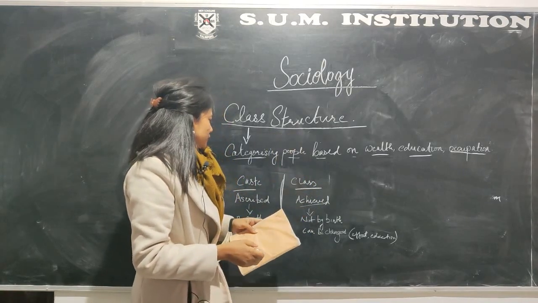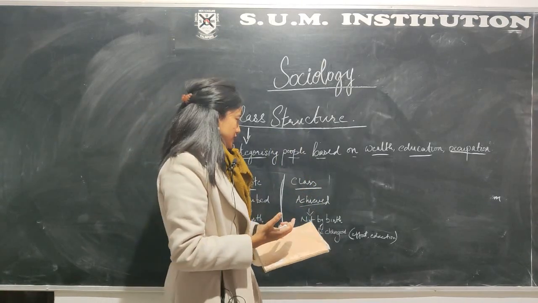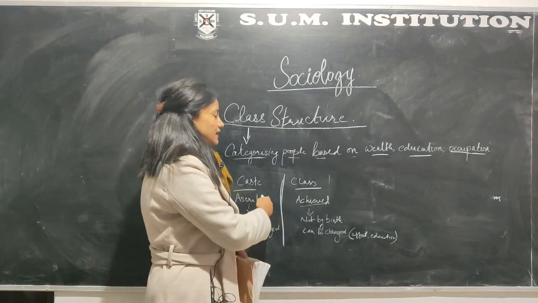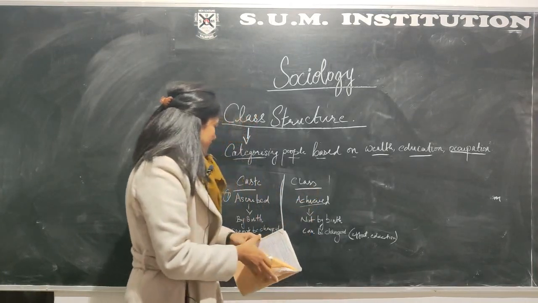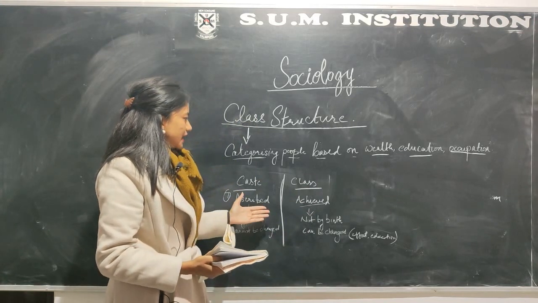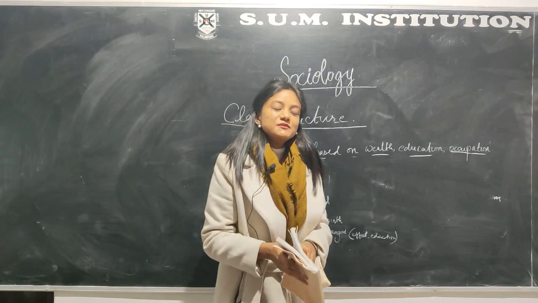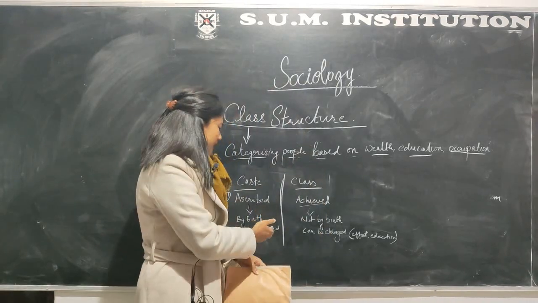So we have already discussed caste issues and what caste is. Okay, so today we'll see only one major difference between caste and class. So caste is ascribed and class is achieved. So what is the meaning of ascribed? Ascribed means by birth and it cannot be changed.